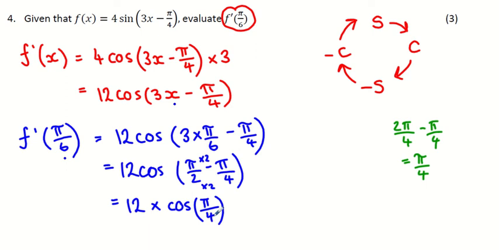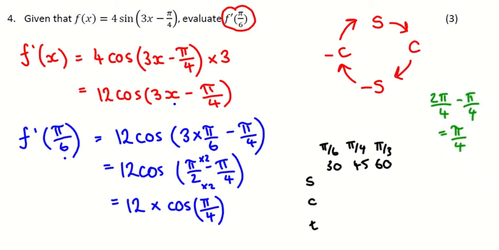Now, pi over 4 is the same as 45 degrees. So when you're looking at your exact values, your 30, 45 and 60, 30 is your pi over 6, 45 is pi over 4 and 60 is pi over 3. We're trying to find cos pi over 4, so we know that that is 1 over root 2. So what I'm working out now is 12 times 1 over root 2.